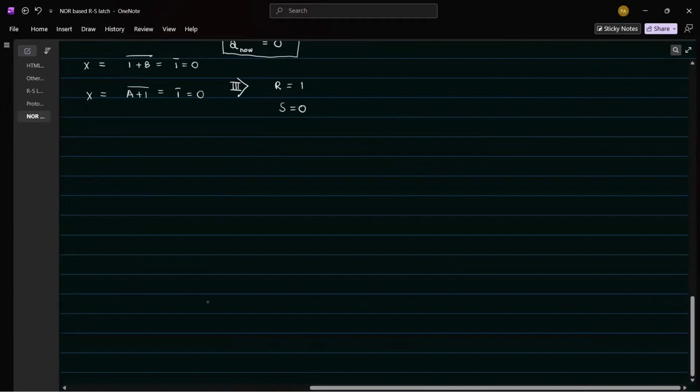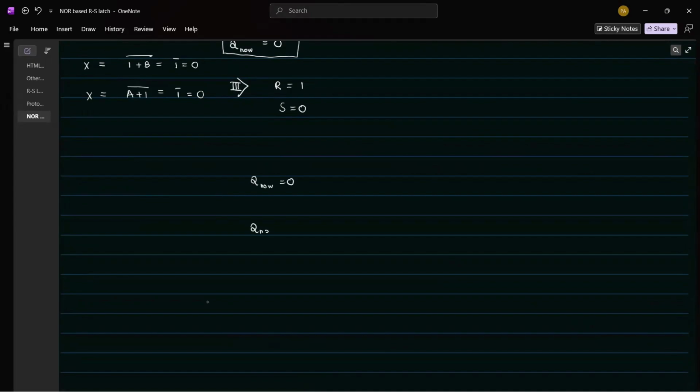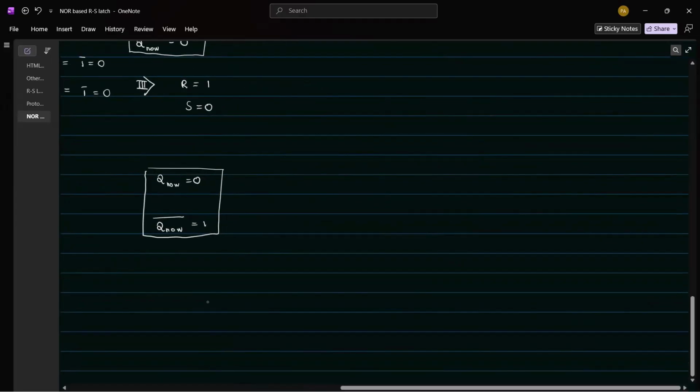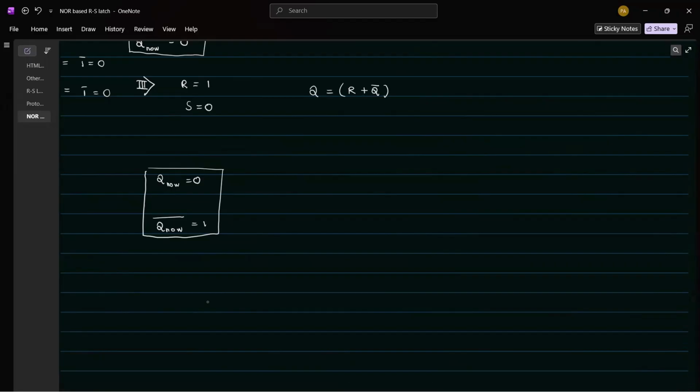Okay, so similarly here we need Q now to be equal to 0 and Q now whole thing bar equal to 1. That is very important. So how can we do this? Well, we will go for Q this time because we know Q is equal to R plus Q bar whole thing bar, and this is Q bar previous, this is Q now, and R is equal to 1, that is Q previous whole thing bar, so that is equal to 1 whole thing bar, so that is equal to 0.